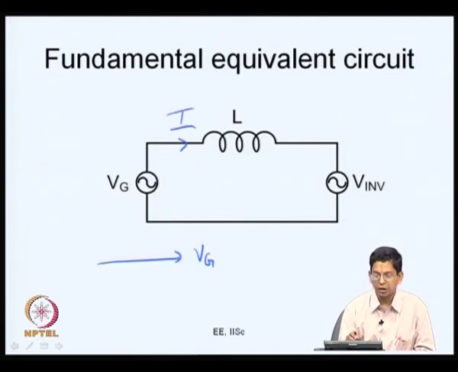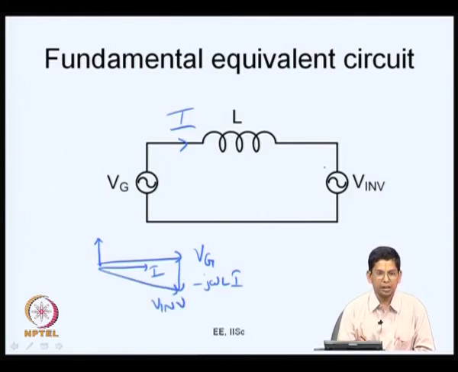This is Vg and this is I that you want to draw, and the drop across the inductance due to I is going to be j omega L I. You subtract that, minus j omega L I, and this is what is going to be your inverter voltage V. You can very easily draw even the phasor diagram and you can relate all the various quantities here.